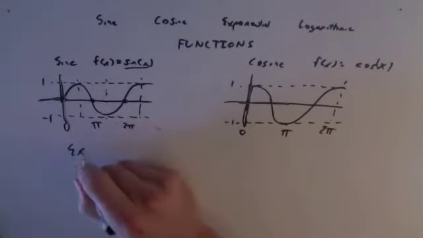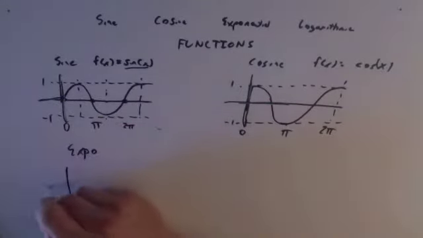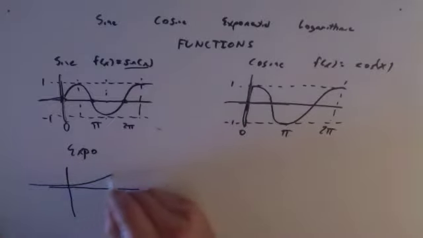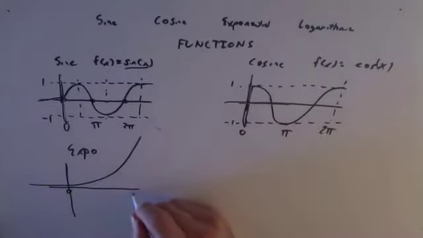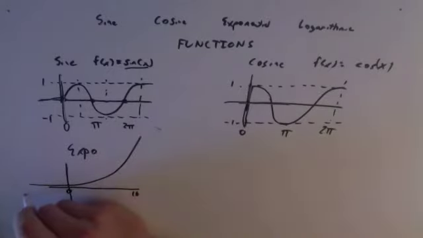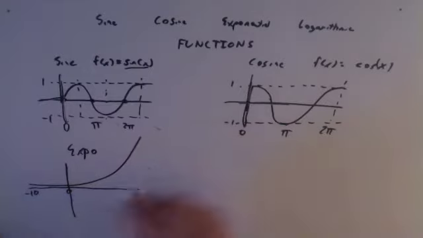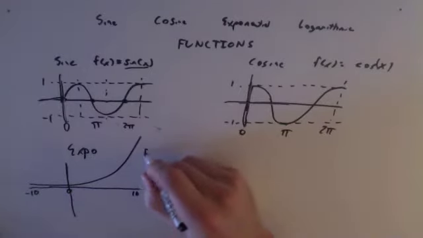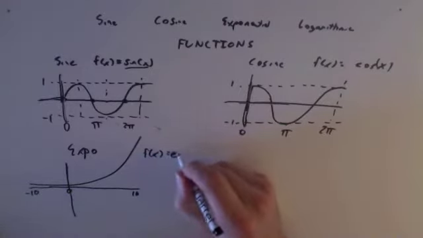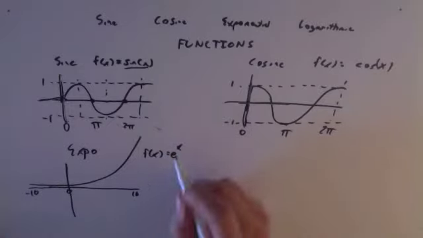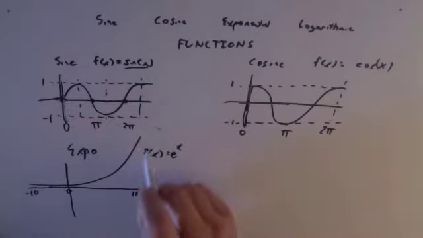And then you have an exponential function, which looks like this. So this would be like 0, say 10 and -10. It's going to look something like this. An exponential function, f of x, say, is e to the x. So if you were to graph this in a calculator, it would look something like this.